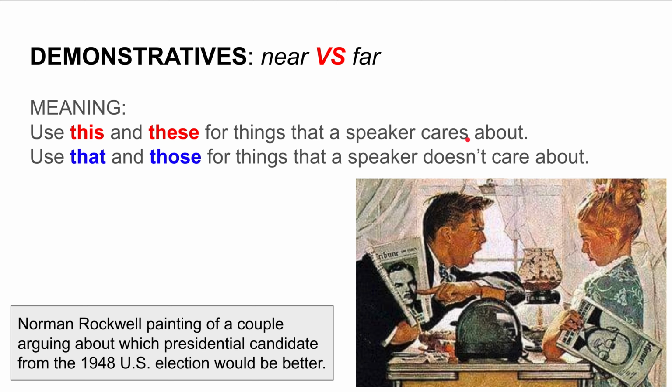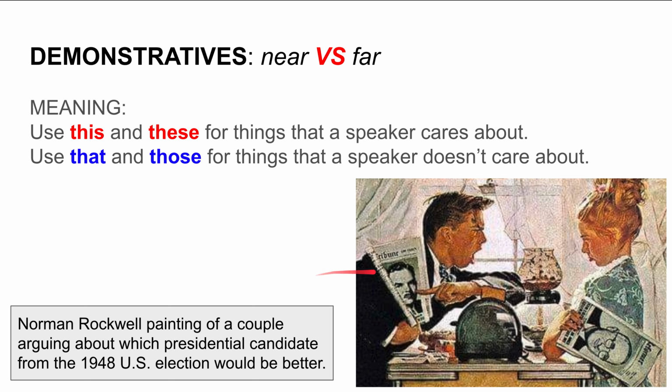or for things that are near to the speaker emotionally. We use that and those for things that a speaker doesn't care about, or for things that are far from the speaker emotionally. If we look at this couple right here, they are arguing about presidential candidates. And this is a famous Norman Rockwell painting of a couple arguing about which presidential candidate from the 1948 US election would be better. Here the husband is arguing for Dewey, and the wife is adamantly supporting Truman.